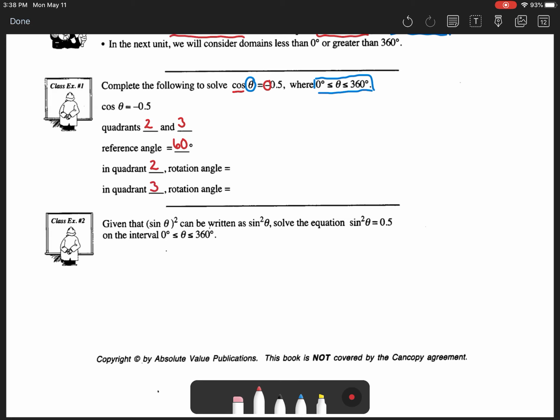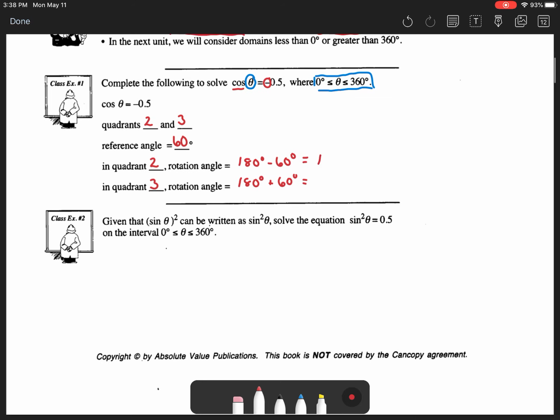So what I do is I go into the two quadrants, 2 and 3, and I determine the rotation angles, which in this case are my values for theta. So in quadrant 2, we're going to go 180 degrees minus the reference angle of 60 degrees, and in quadrant 3, we go 180 degrees plus 60 degrees. So those two values will give me my values for theta. So this is going to be 120 degrees in quadrant 2 and 240 degrees in quadrant 3.